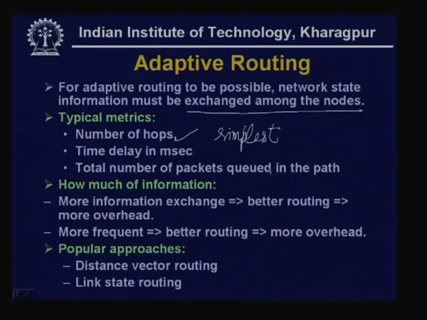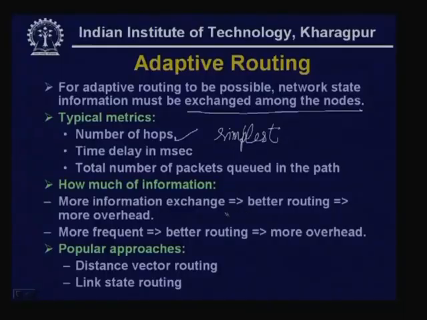Here, as you can see, it can be a more global approach. What you are doing is using the packets queued along the path from source to destination as a metric for finding out the route. Now, here we find there is a trade-off. The more information exchange you do, that means if the information is more global, if you gather more information, there is a possibility that the routing strategy will be better.